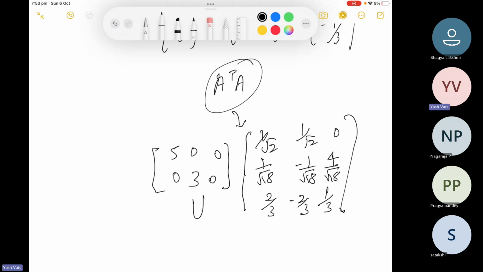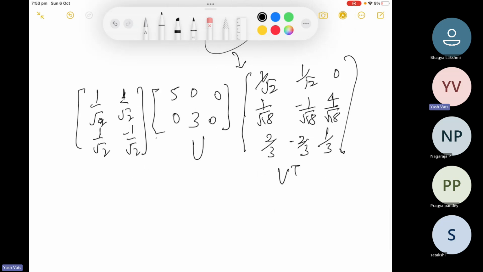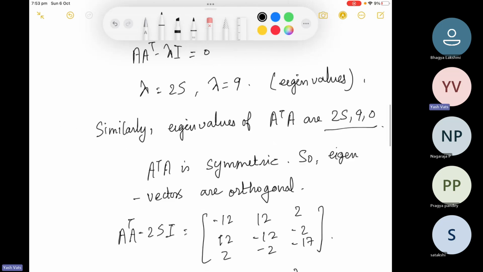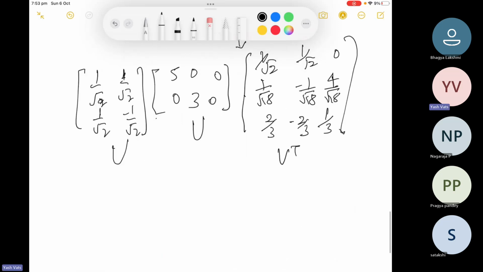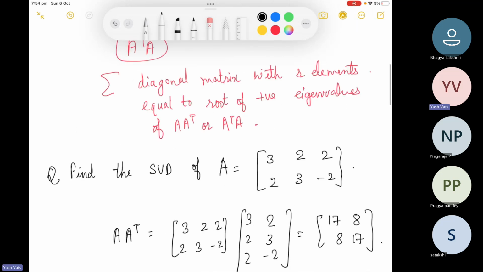That is your U, that is our V transpose, and you need to find out what is sigma. So sigma you have already calculated using the same thing. So you get 1 by root 2, 1 by root 2, minus 1 by root 2 and minus 1 by root 2. Wait, I think U is different. U is the first one, sorry. This is sigma, so this is the singular value decomposition of A. Is it clear to everyone?